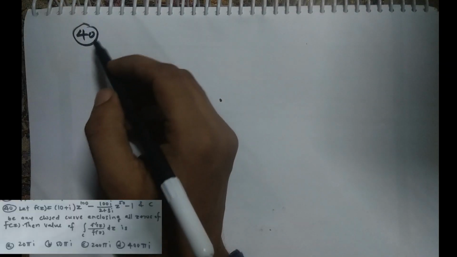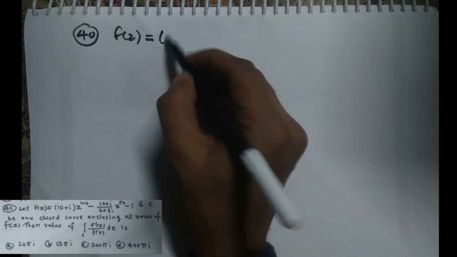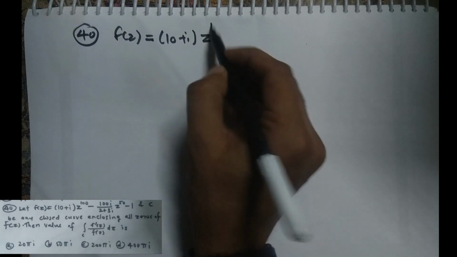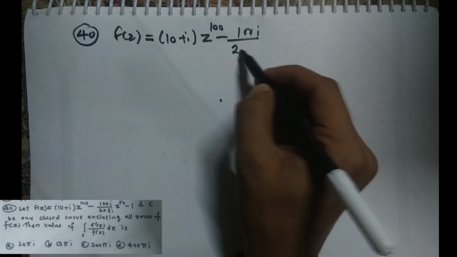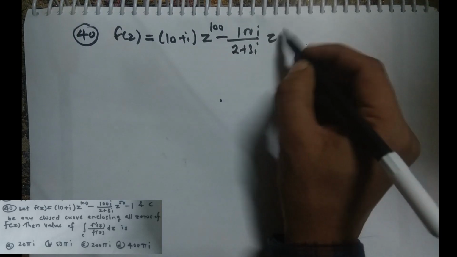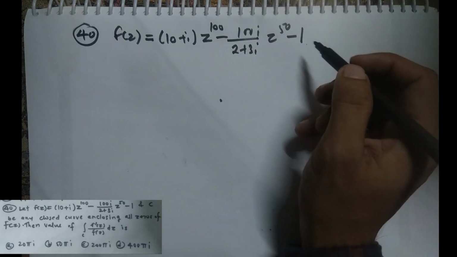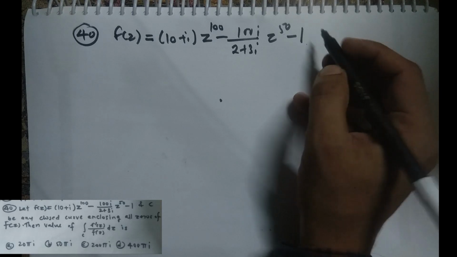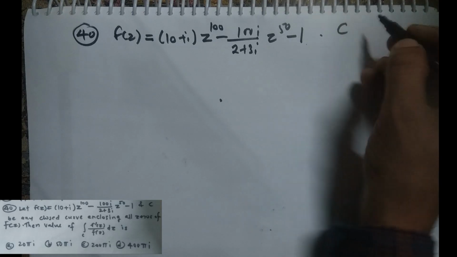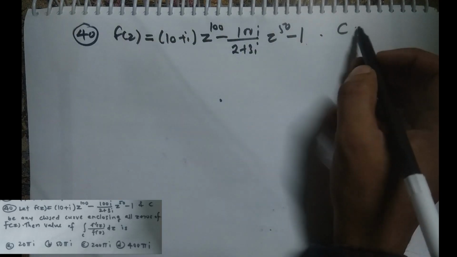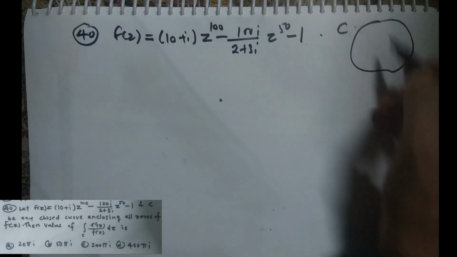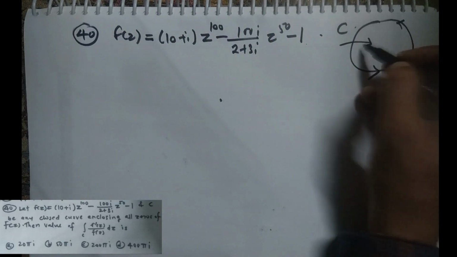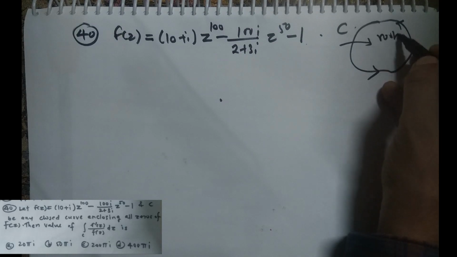In question number 40 they are saying f(z) is some complicated polynomial, (10 + i) z raised to 100 minus (100i + 2 + 3i) z raised to 15 minus 1, and C is any closed curve enclosing all the zeros of f. This is very important. C is a curve which contains all the zeros, which means all the roots of f(z). So C is some contour where all the roots of f(z) lie.